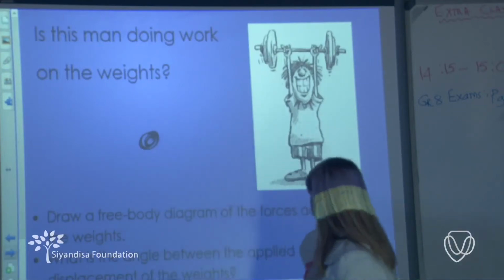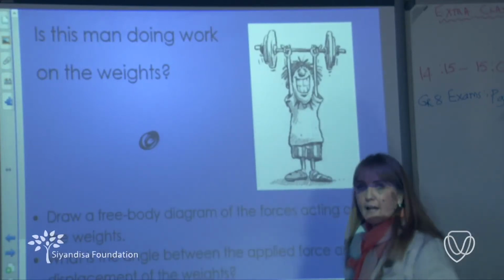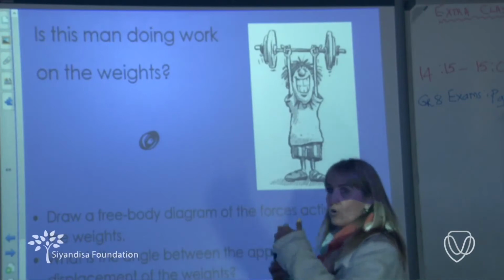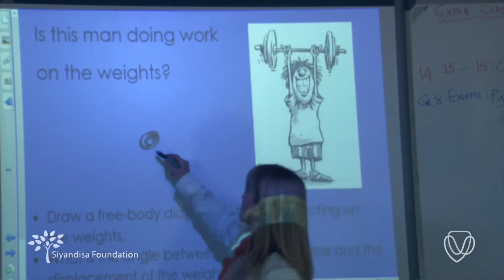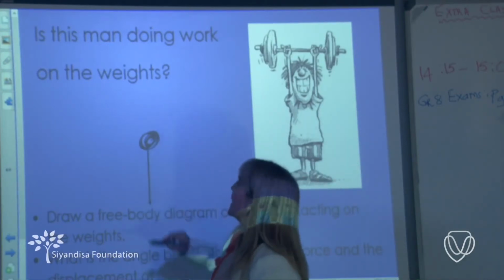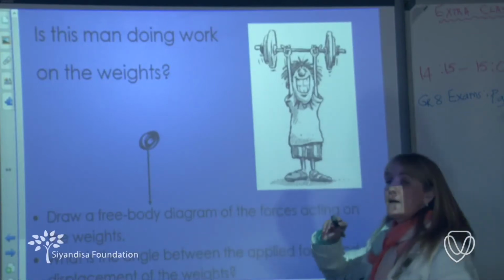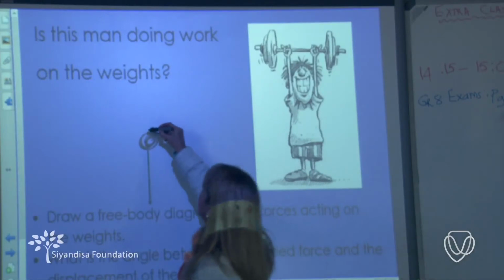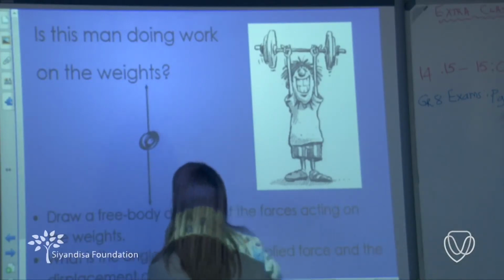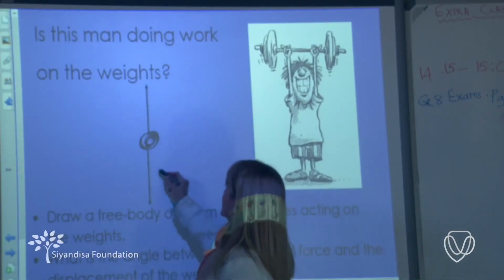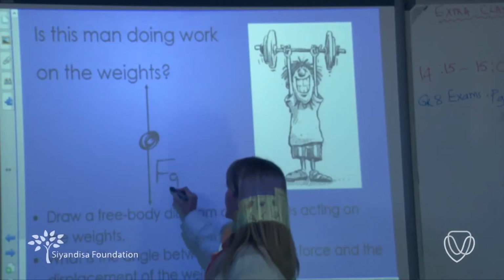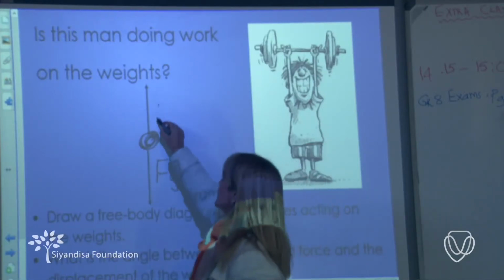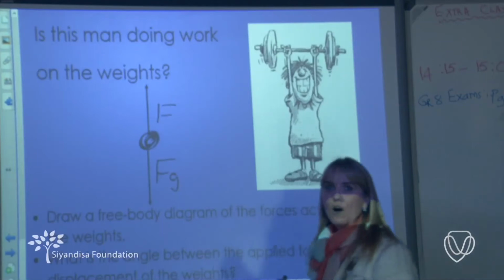There are my weights. What forces are acting on this object? There is always the downward force of weight, which is going to be vertically downwards. And then this man is applying an upward force on those weights. So the force, the applied force, is going to be upwards. So this is going to be the force due to gravity or weight, and this is going to be the applied force acting on those weights.